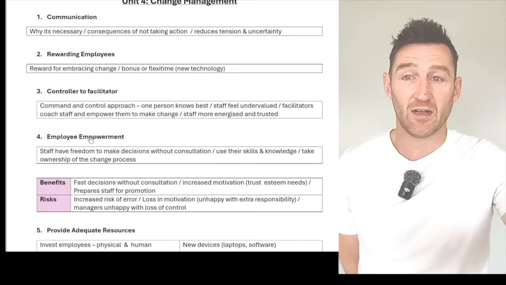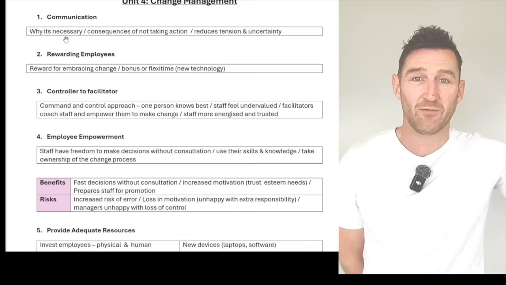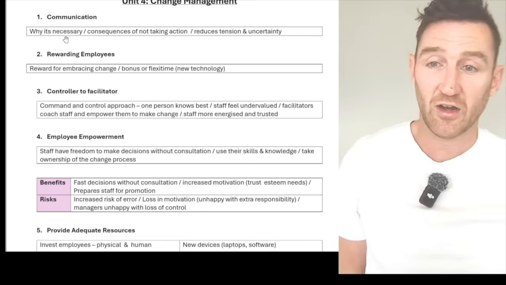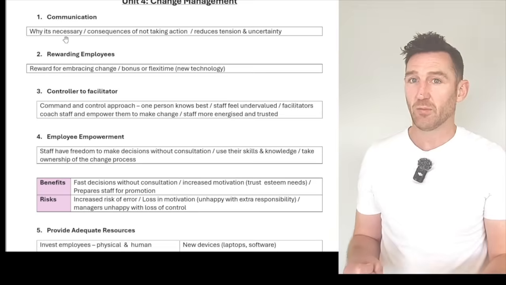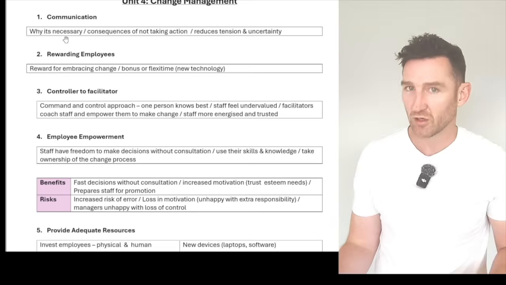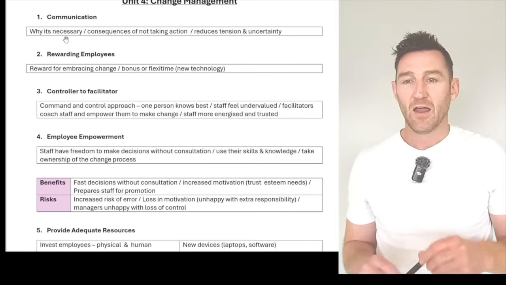Controller, facilitator, these are all just really a definition. That's all you really need to know for them. But other ones you need to know about in more detail. So empowerment you need to know about in more detail, for example. Teamwork you need to know about in more detail.